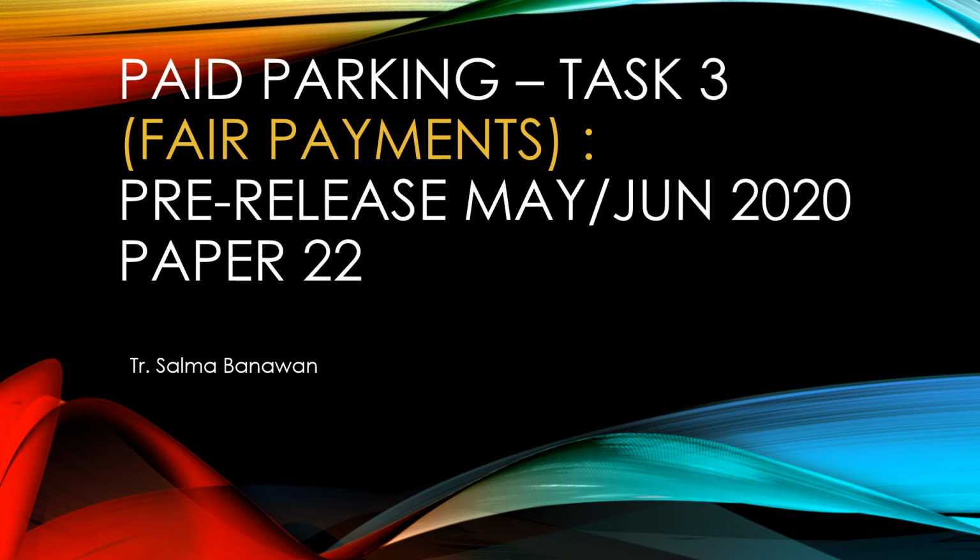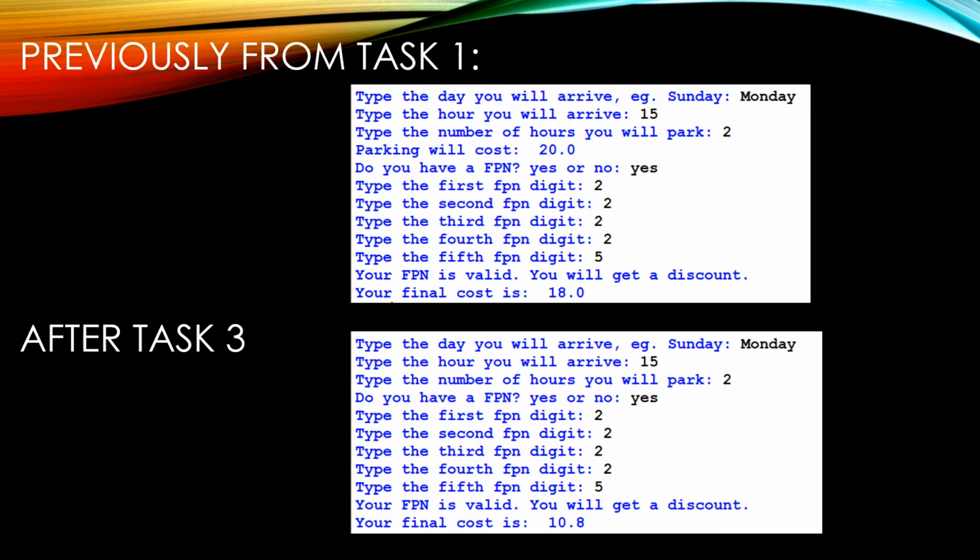Task 3 is another simple extension to Task 1, and it's even simpler than Task 2. So let's look at what Task 3 is about. Task 3 is about making the payments fairer. For example, let's look at this scenario.